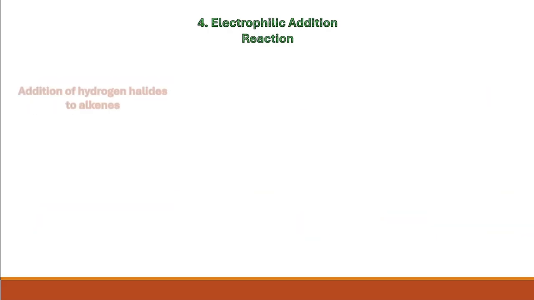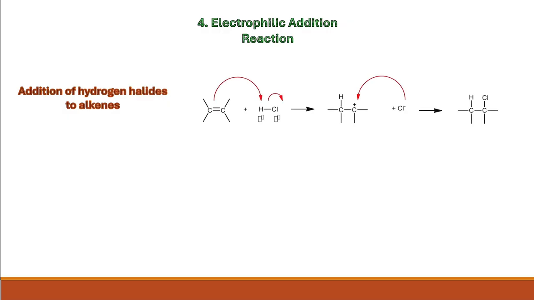Electrophilic addition reaction. Electrophilic addition reactions are the reactions which we see with alkenes when you add a small molecule to the double bond. An example of that is the addition of hydrogen halides to alkenes. This is called electrophilic addition because the first species that is added is the electrophile. So we have hydrogen chloride here. The hydrogen is partially positive.